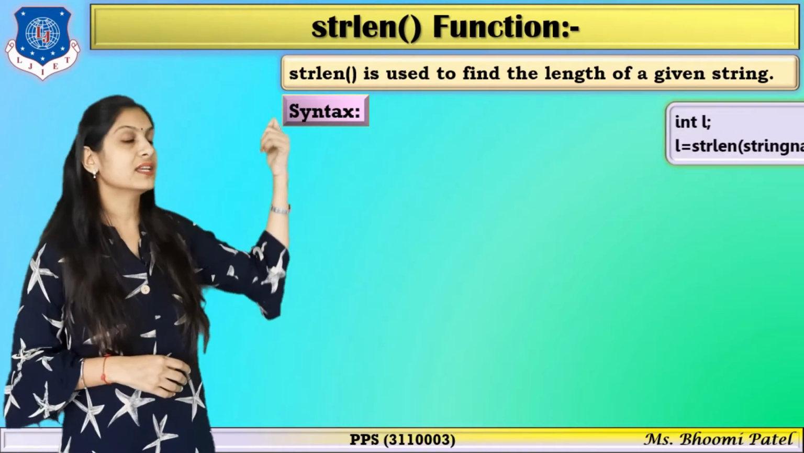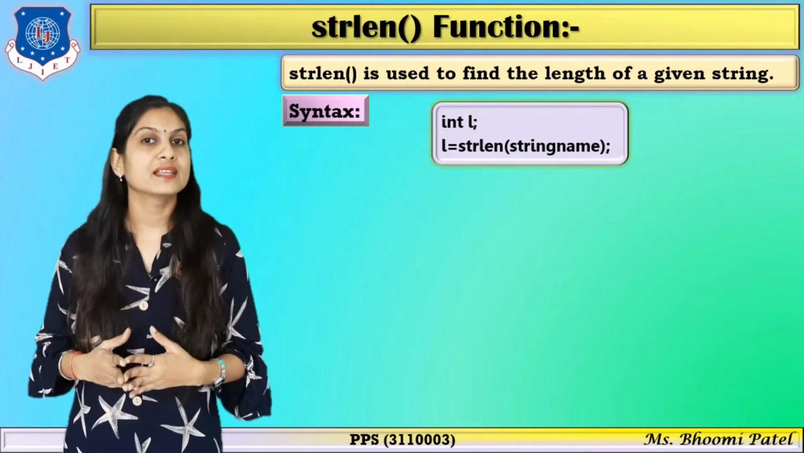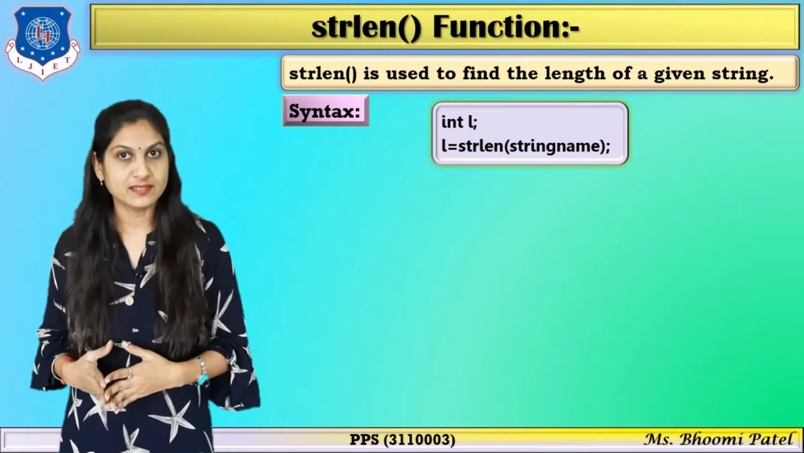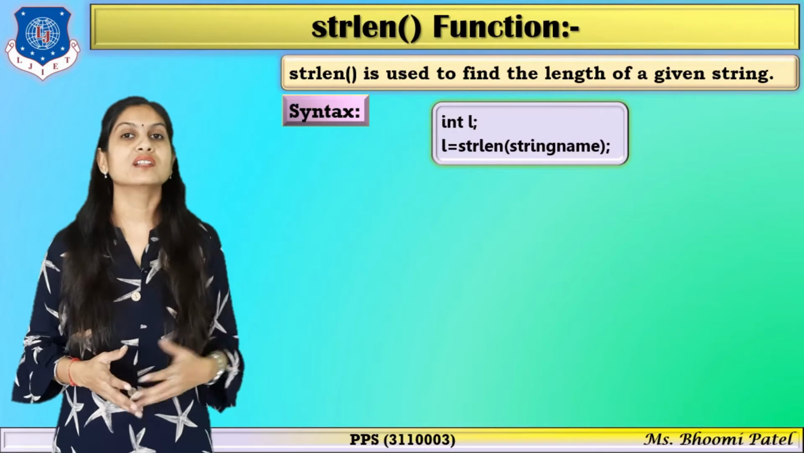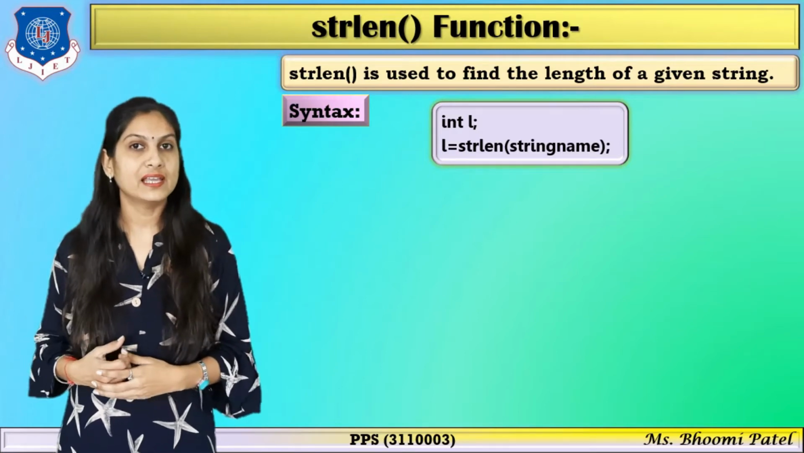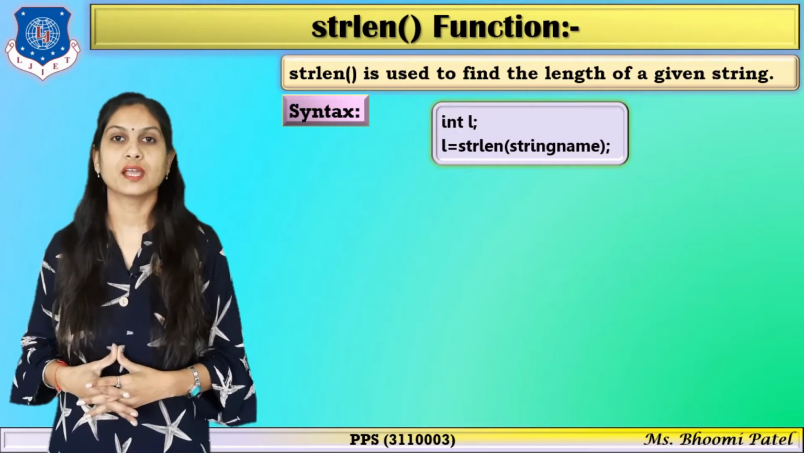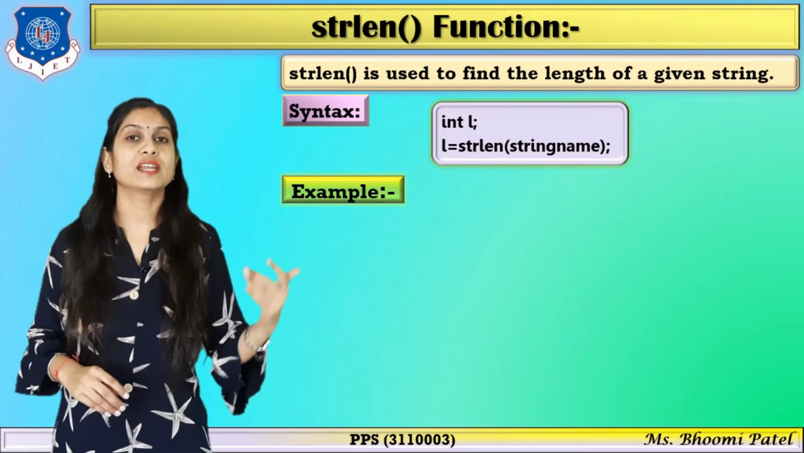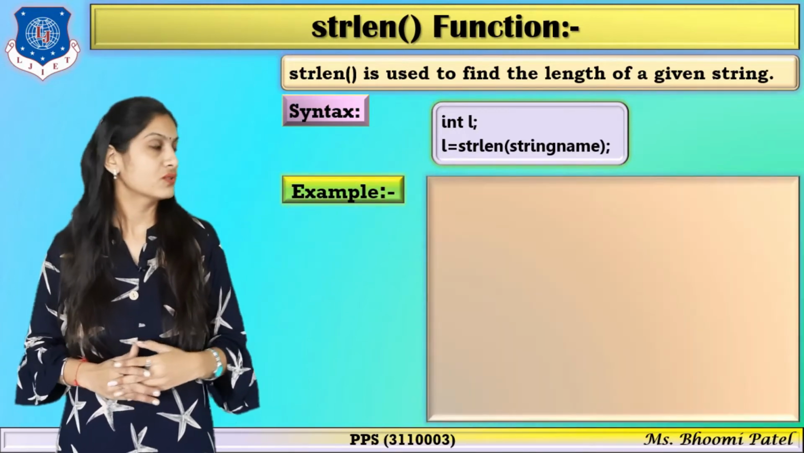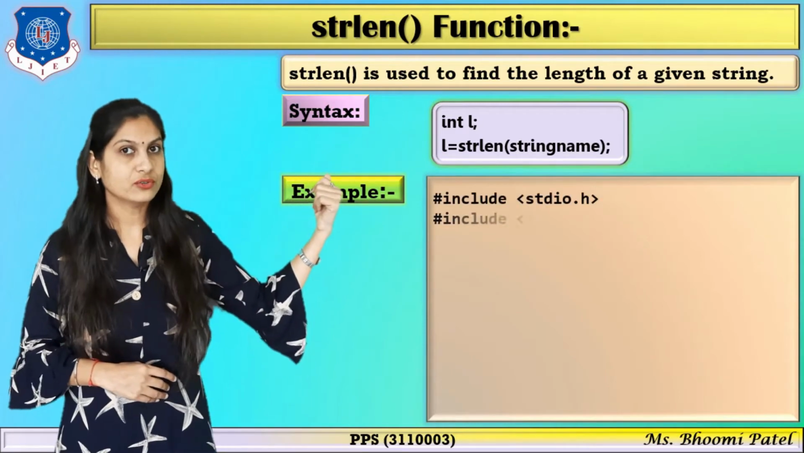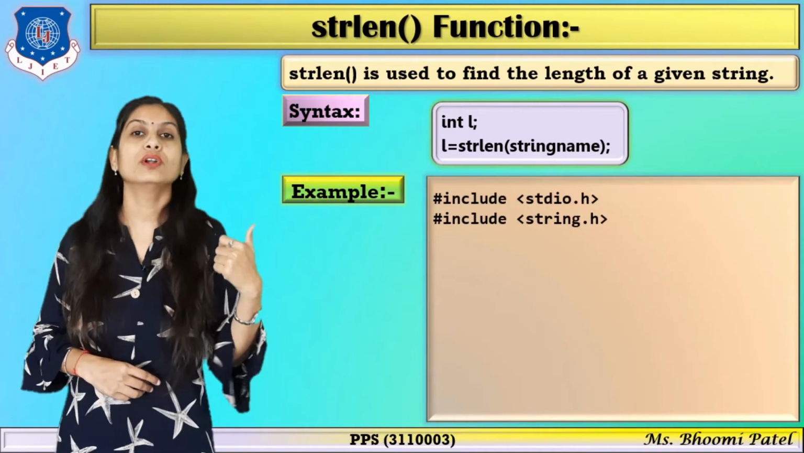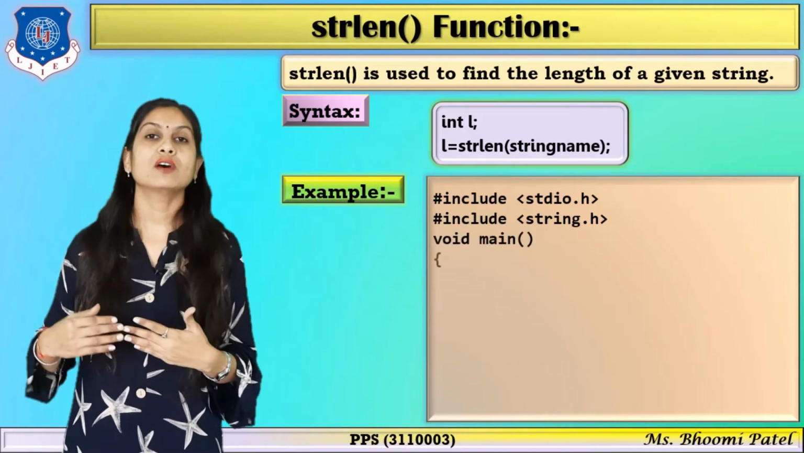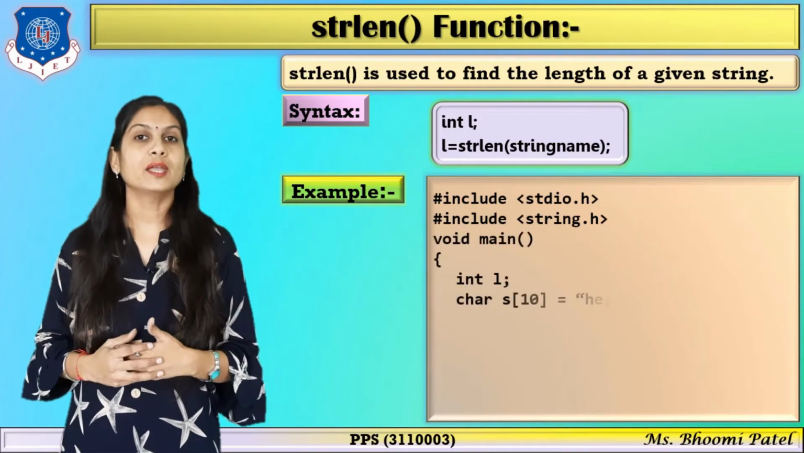How can you write it? Just see the syntax here. First we declare an integer variable, because the length is always an integer, and then L equals the function name strlen, and inside brackets we write the string name. Now see the example to find the length of a given string. First include stdio.h, then include string.h as well, and then inside void main we declare a string of type character.